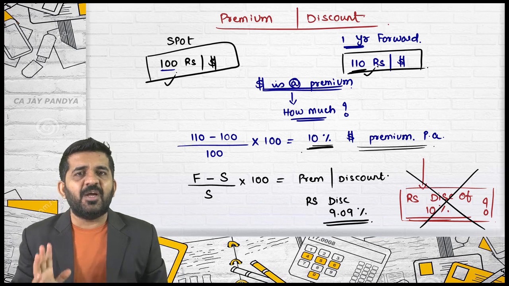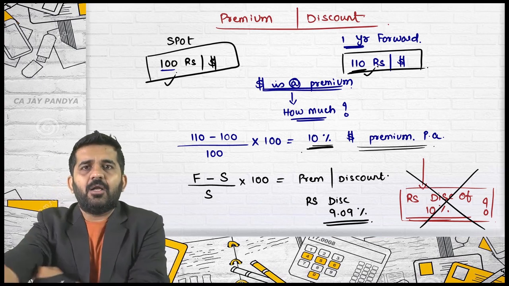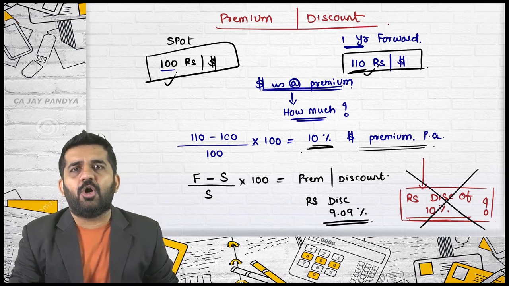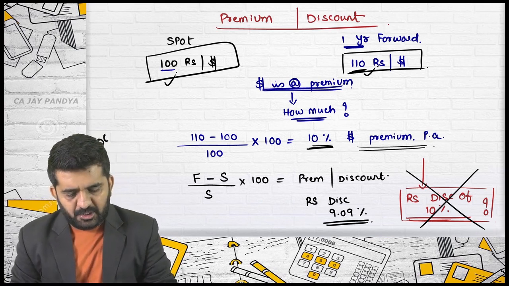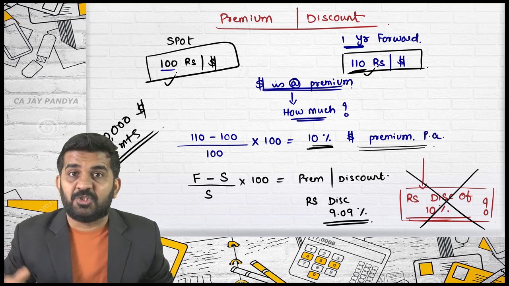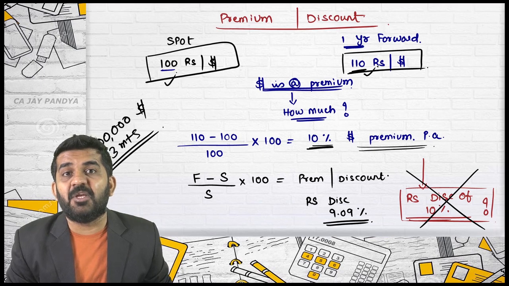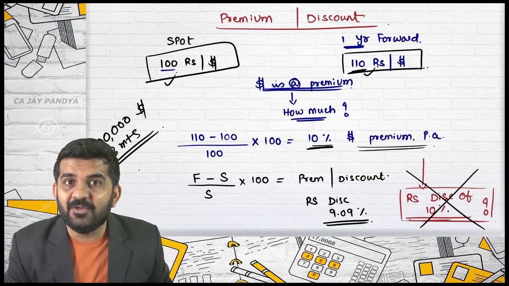Try to understand. If I tell you that you are an exporter, you are going to get $1 lakh after 3 months. Let me write it down over here. If I tell you that a dollar is running at a 3-month premium in the forward market, you will be happy. Why?